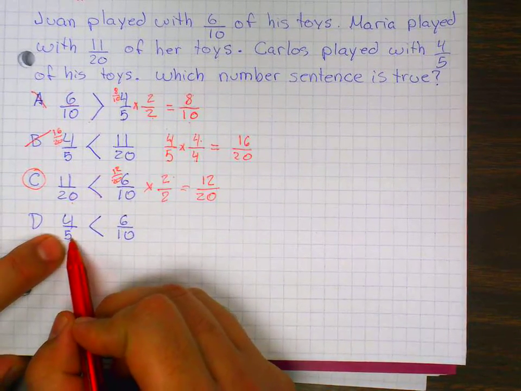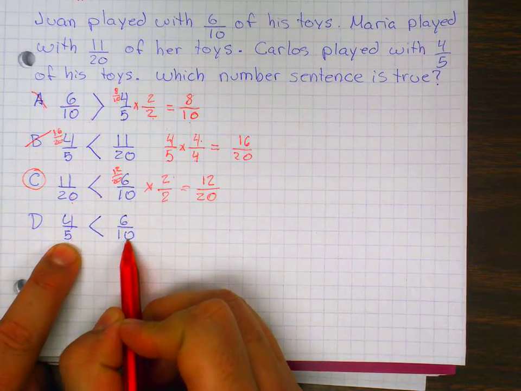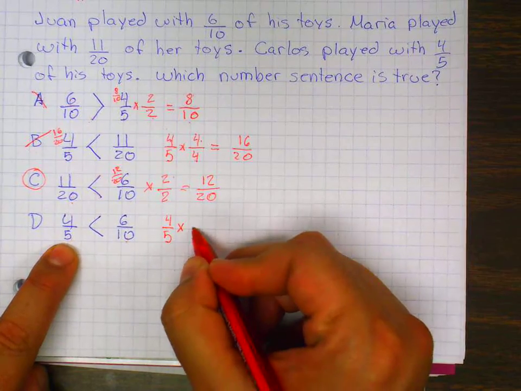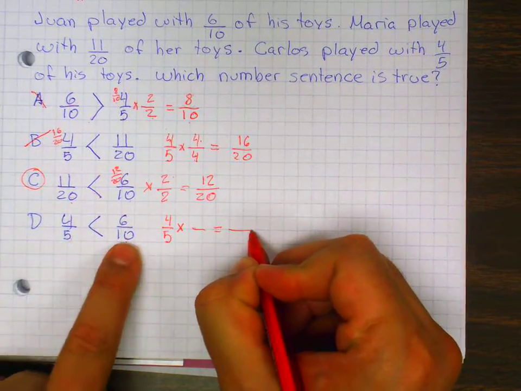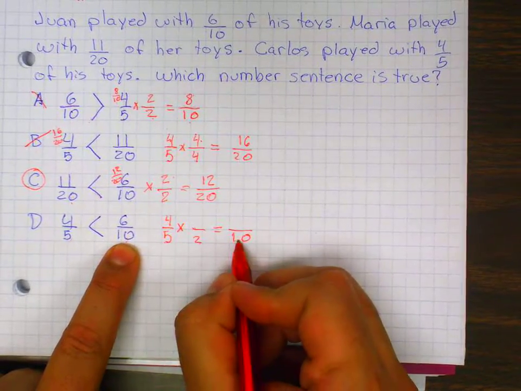But we got to start off of that. And so at the end, I have 5 and 10. Which one is going to stay? 10. Which one changes? The 5. 5 times what is going to give me 10? Times 2 again. 5 times 2 is 10.